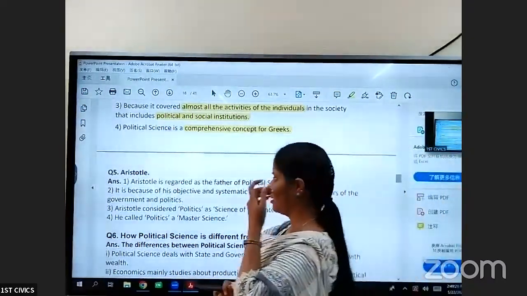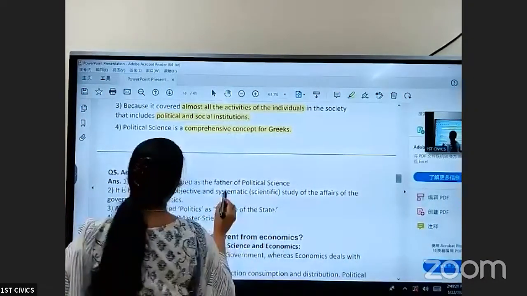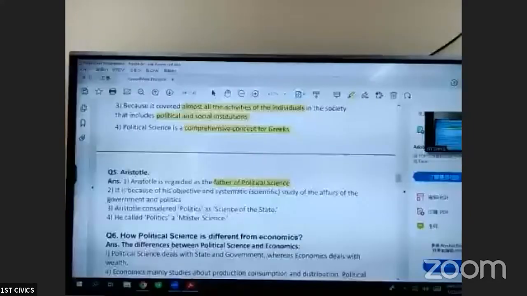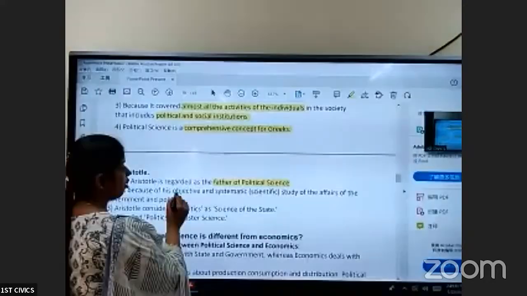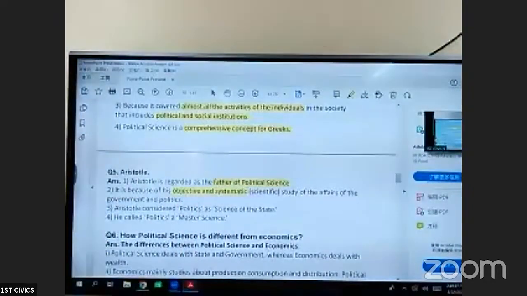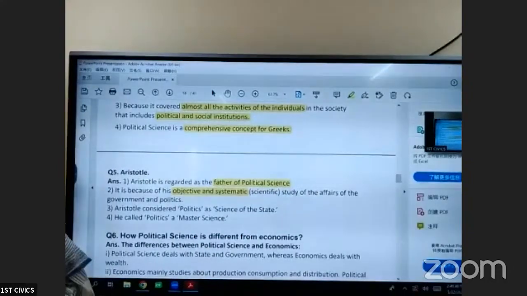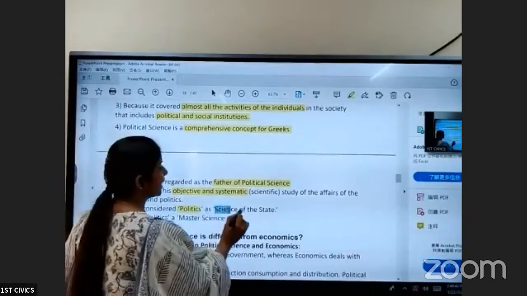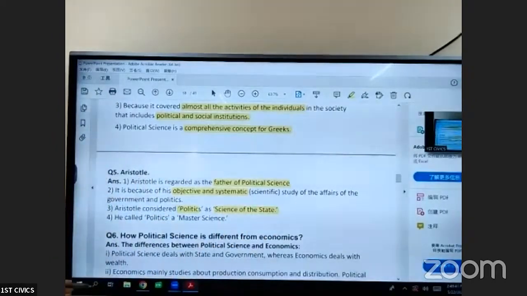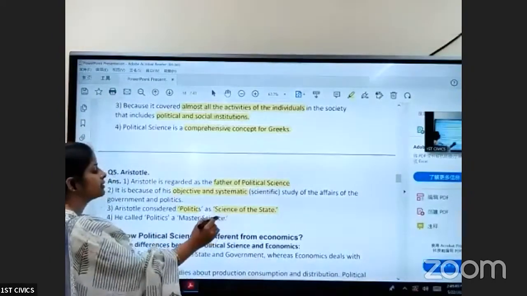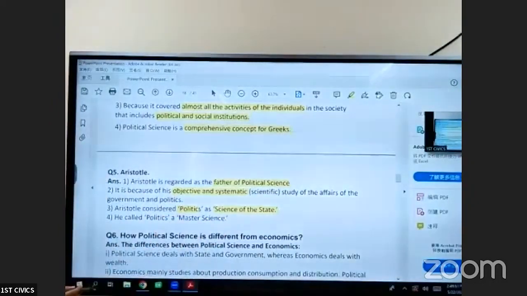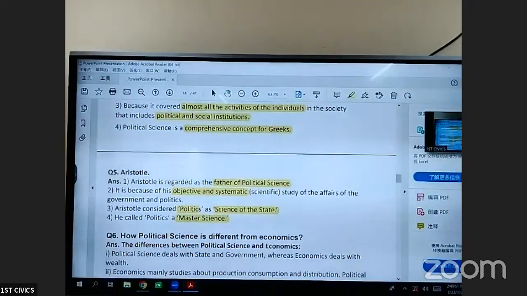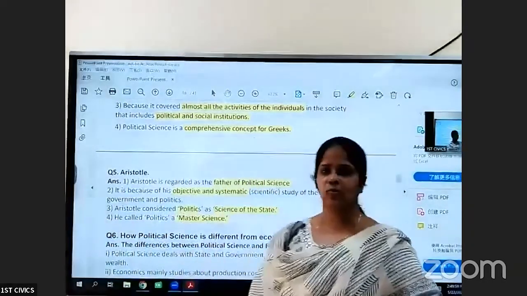Now, who was Aristotle? Aristotle was the father of political science. Why is he called the father of political science? Because he did an objective and systematic study of all the affairs of the government and politics. He considered politics as the science of the state, and he called it master science. I hope I am clear with these questions.